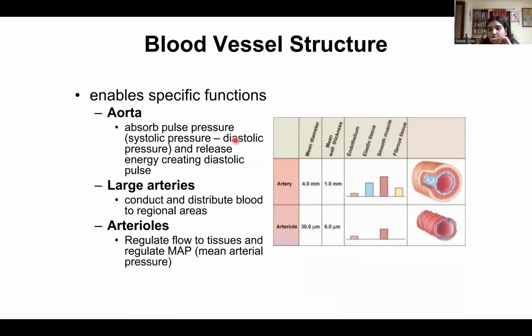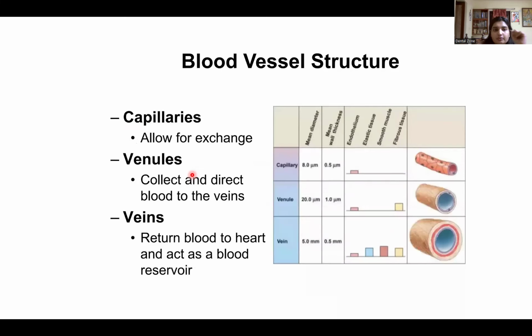Now, blood vessel structure. The structure of blood vessels enables them for specific functions. Okay, the artery is, you can see, larger in diameter, up to 4 mm. Arteriole, you can see it is 30 micrometers. So it is very small. Since the aorta is bigger, it absorbs the pulse pressure, it will release energy, thus it will create a diastolic pulse pressure also. Blood vessel structures in capillary, venule, veins, you can see the vein is larger, up to 5, but the capillary 8.5, very small, right?